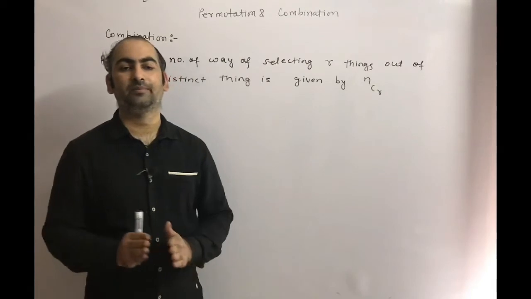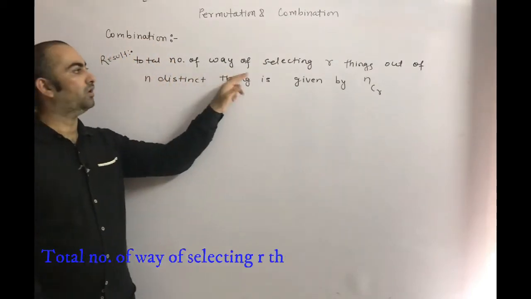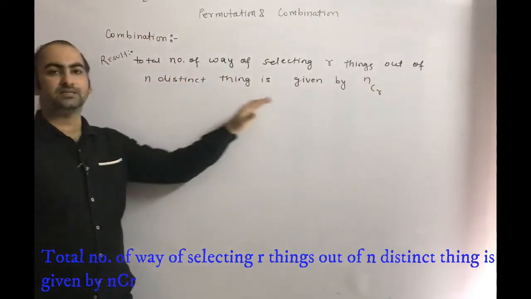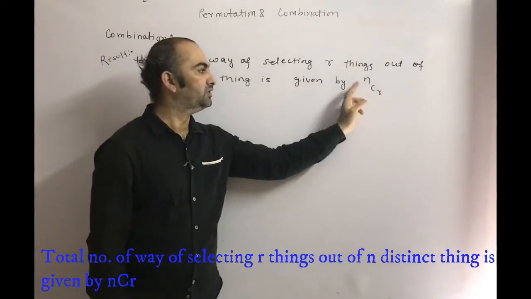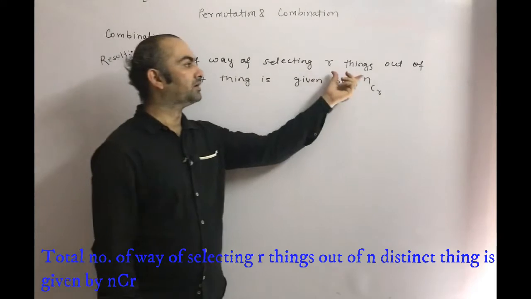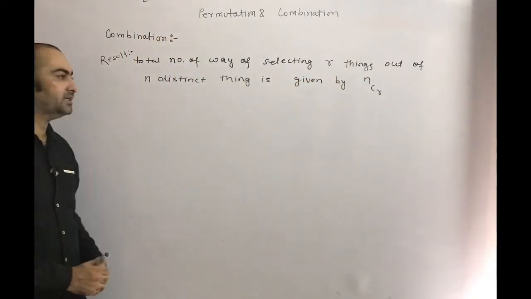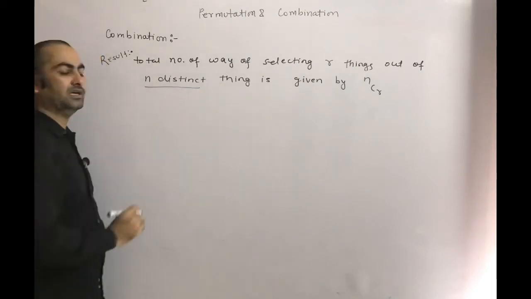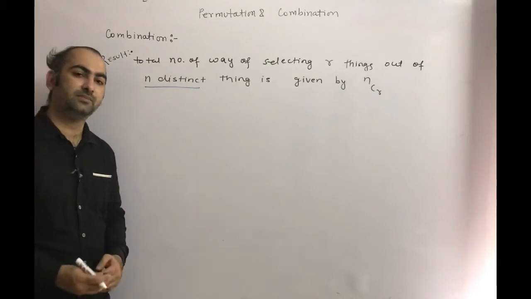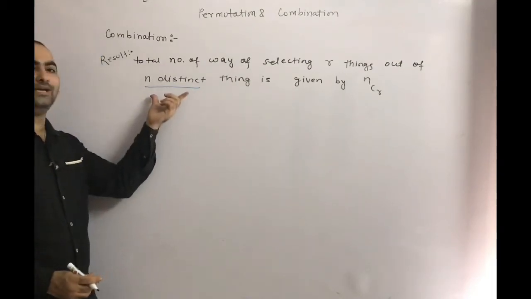For that, you have to remember one result. The total number of ways of selecting r things out of n distinct things is given by nCr. So using nCr, we can find the total number of ways of selecting r things out of n distinct things. First we are discussing the case where all things are distinct. Later we will discuss when all things are similar, or some are similar and some are distinct.